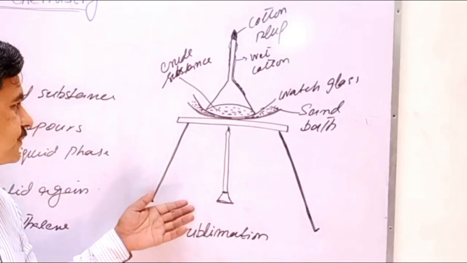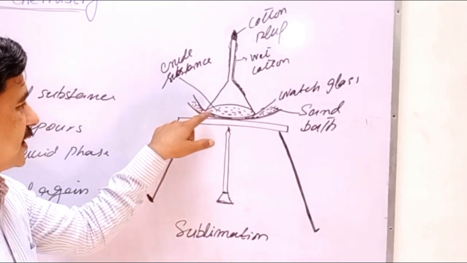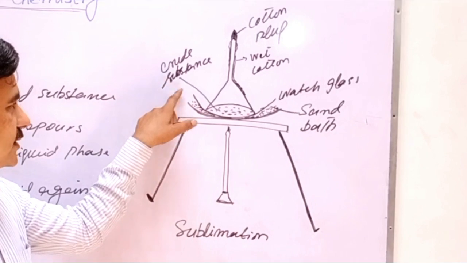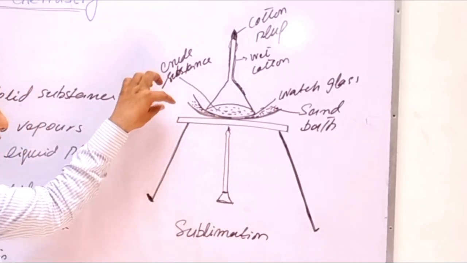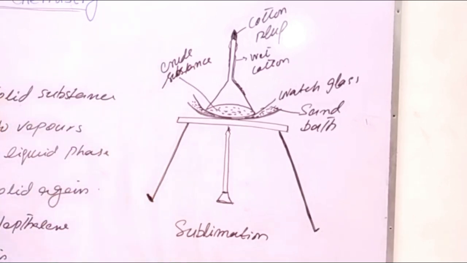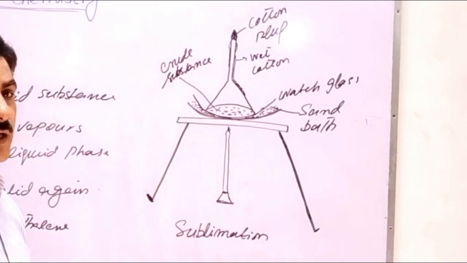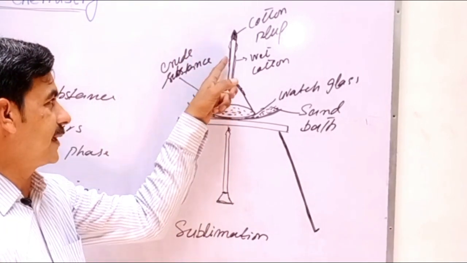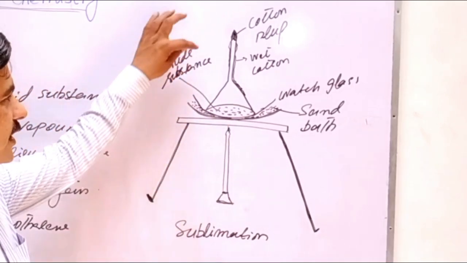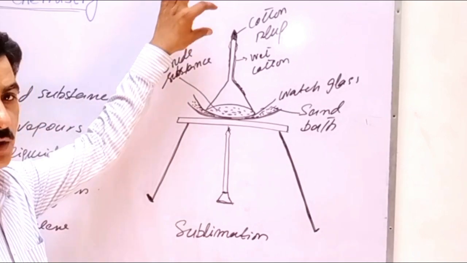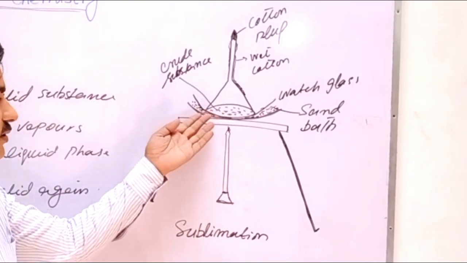Look at this diagram. This is a sand bath in which we take the crude substance in a watch glass and put it on the sand bath, and a funnel is inverted over it. This funnel contains filter paper which is wetted. The end of the funnel is closed with a cotton plug. Heat the crude substance present in the watch glass.